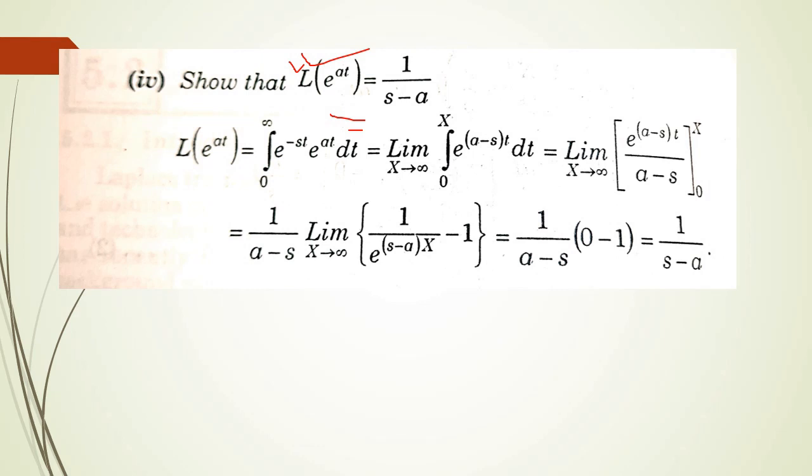We have substituted the upper limit with x and then taken it to infinity. After doing this integration, if we put the upper and lower limits, we will get this result. In a similar way, this value will give us 0, and in a similar way, this value will give us 0 as well. So this is very important: the Laplace transform of e to the power of at is equal to 1 by s minus a.